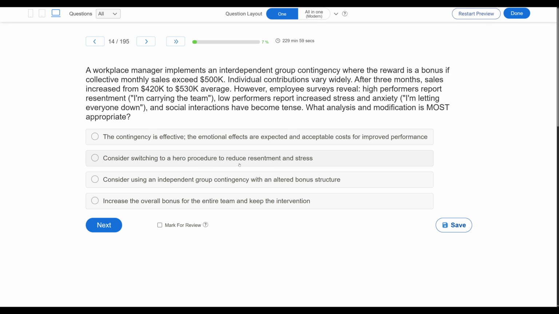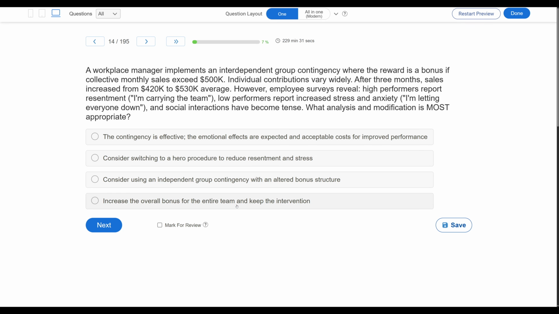Now, if we switch to a hero procedure, how is that going to help? High performers are just going to continue to resent the low performers who aren't doing anything. Low performers are going to be full of stress and anxiety because now they feel they're going to let everyone down. So you're probably just going to make it worse. C, consider using an independent group contingency with an altered bonus structure. That's definitely a consideration, right? Maybe everyone is just responsible for their own and you've got an altered bonus structure.